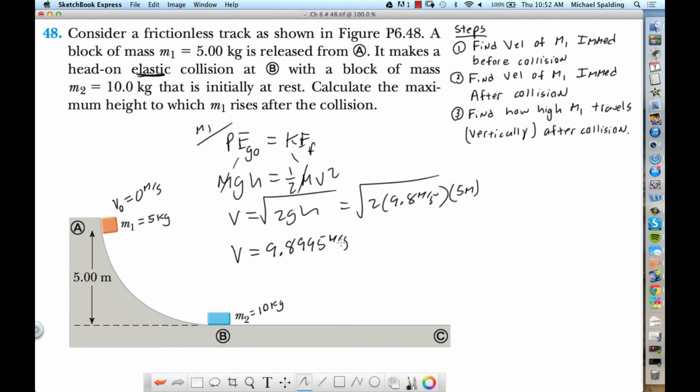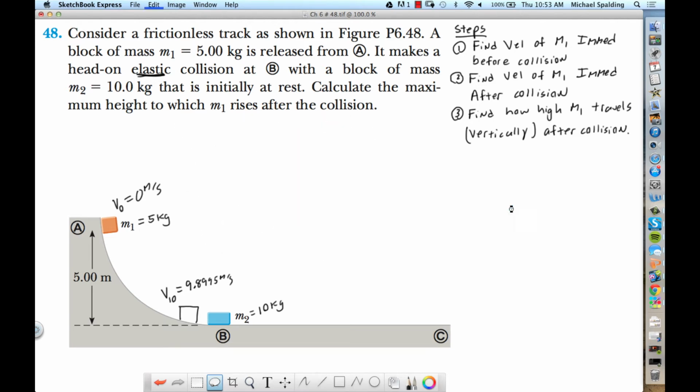Okay? So we now have V1 initial right before the collision, 9.8995 meters per second. Okay, so I'm going to erase this. Okay, step 2. Step 2, find the velocity of M1 immediately after the collision.